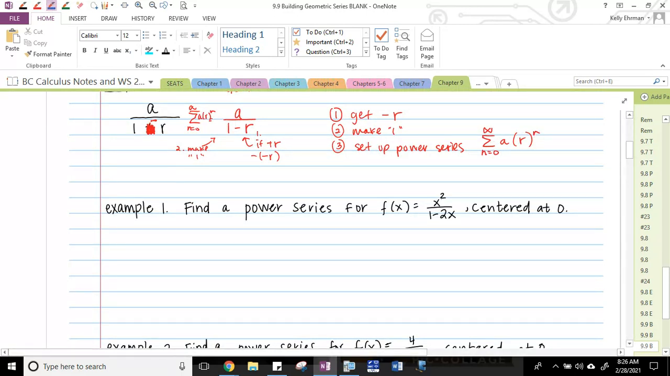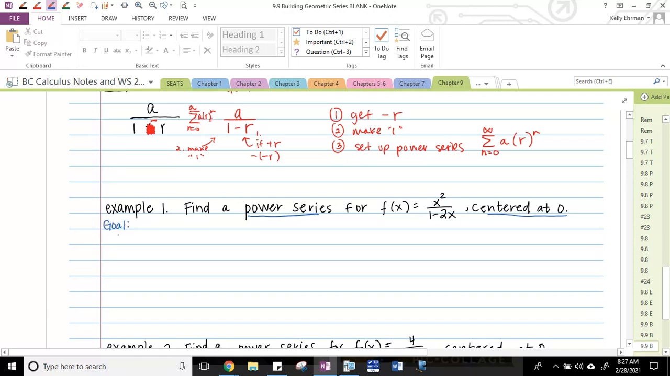We want a power series for x squared over 1 minus 2x. I can tell that I should be using this geometric process, by the way, because it is a monomial divided by a binomial, and they're telling me to do a power series centered at 0, which just means I don't have any extra thing to think about. We'll talk about that later in the notes.